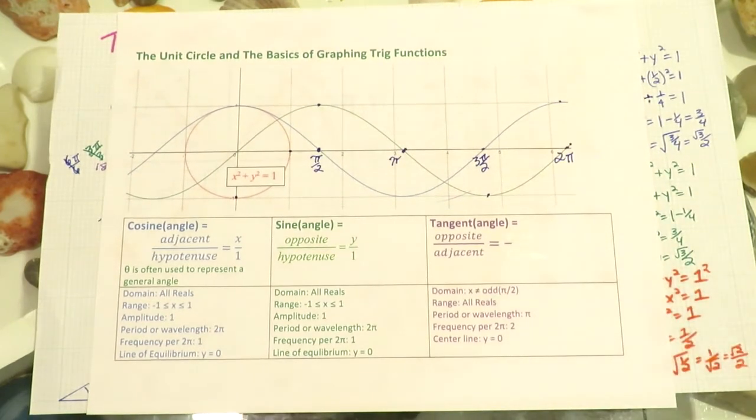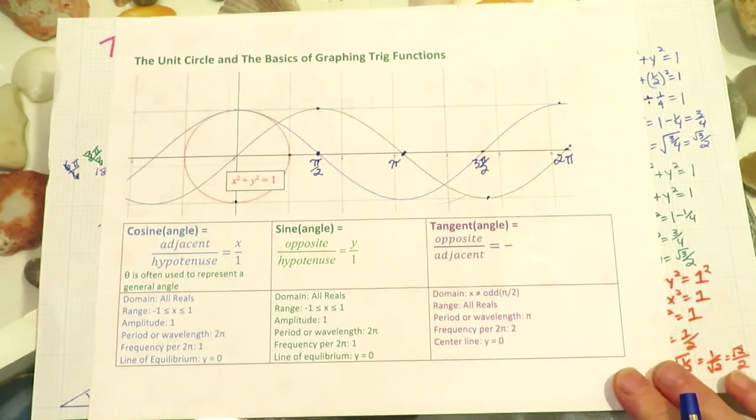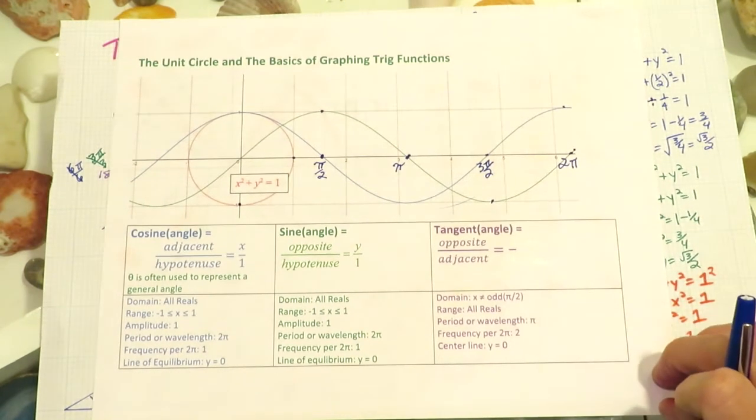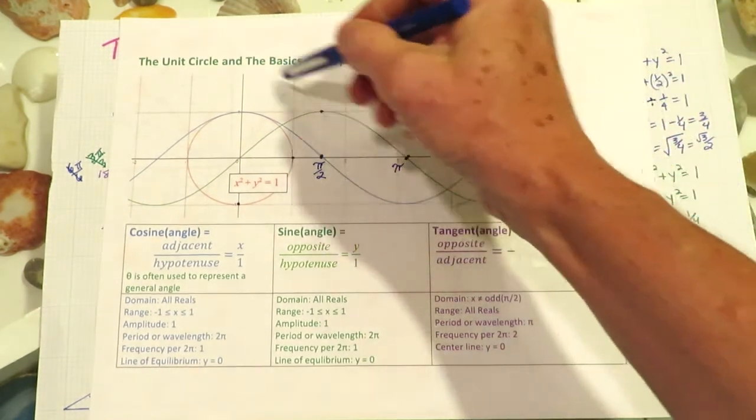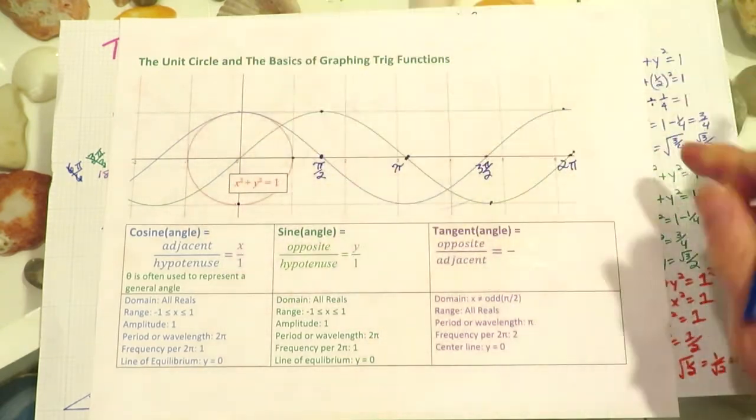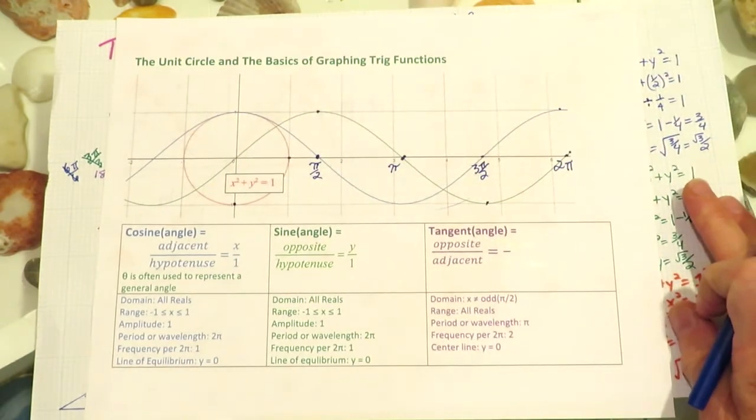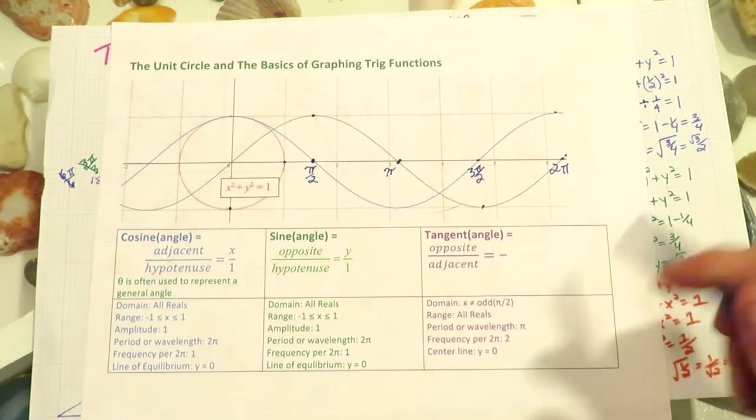So the domain of cosine and sine are all real numbers, because an angle can be any continuous real number. It could be negative, positive, fractions, decimals. You can measure a tiny portion. You can measure a huge wave. A huge wave would just be many rotations around the unit circle. So all real numbers is the domain of sine and cosine.